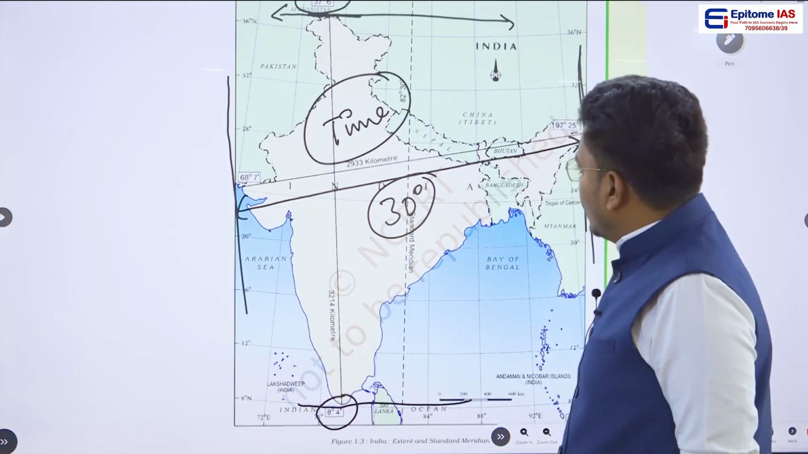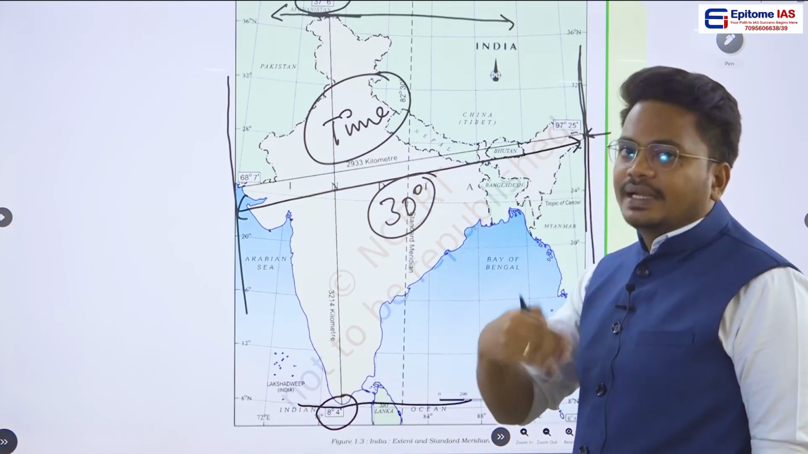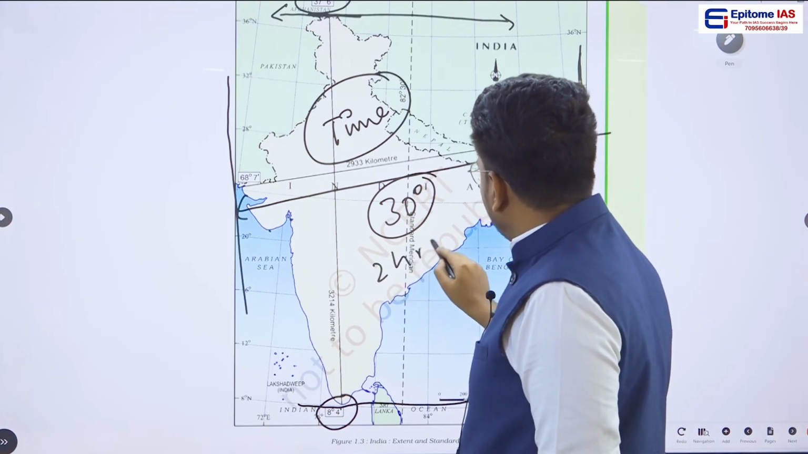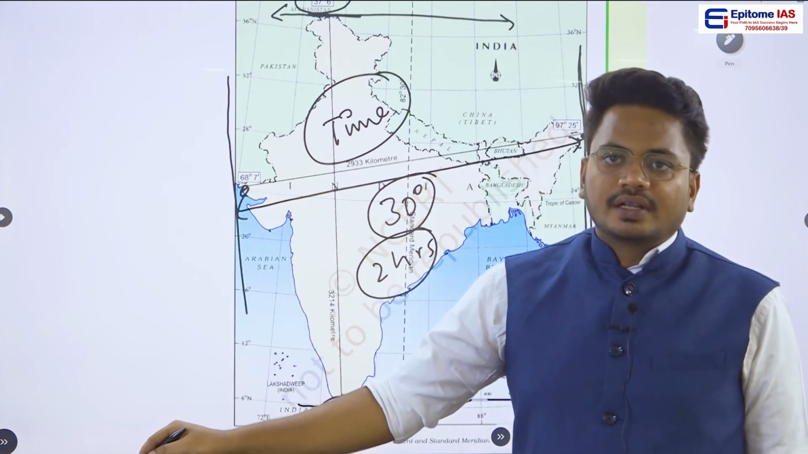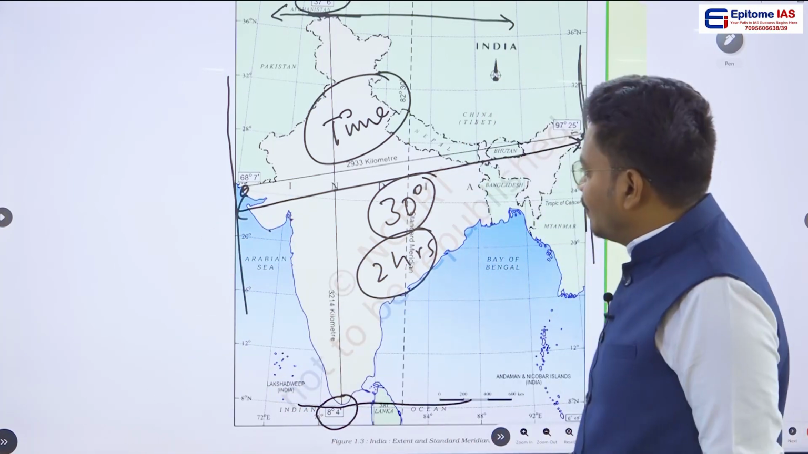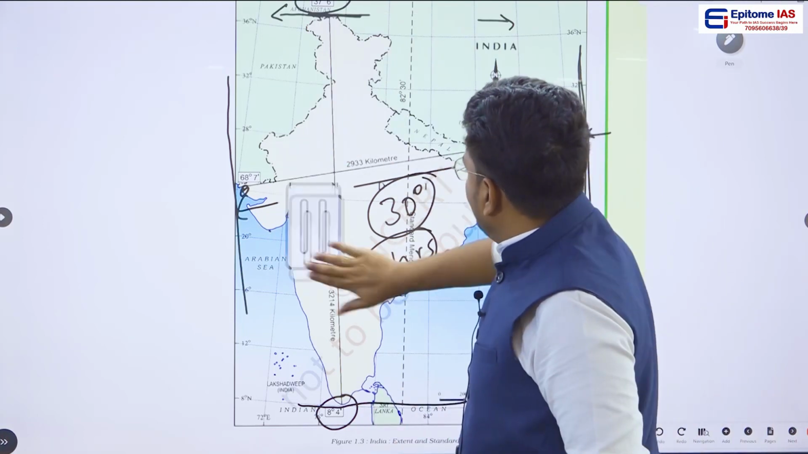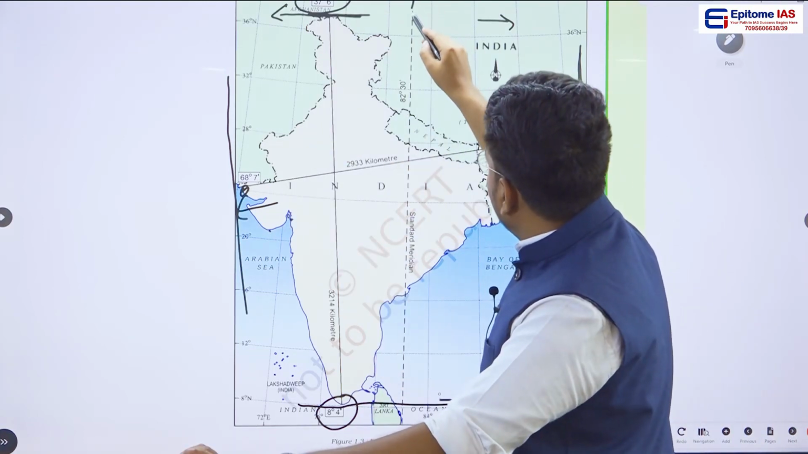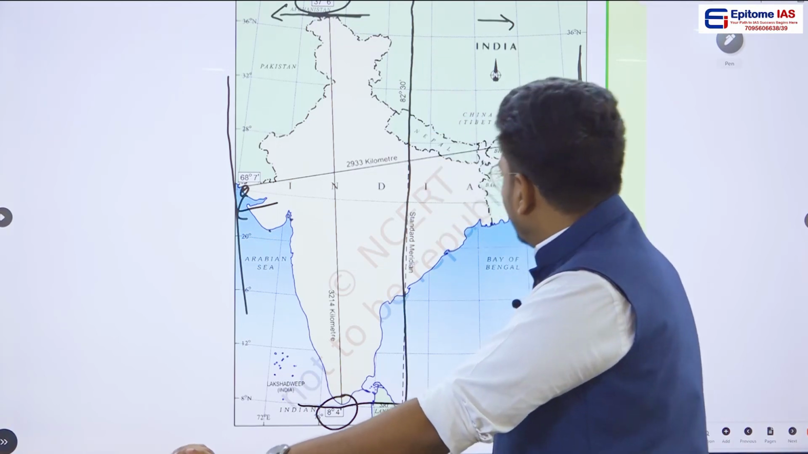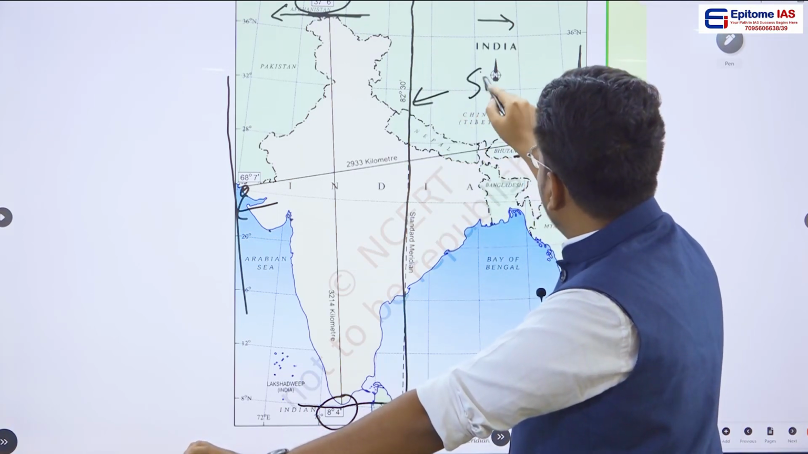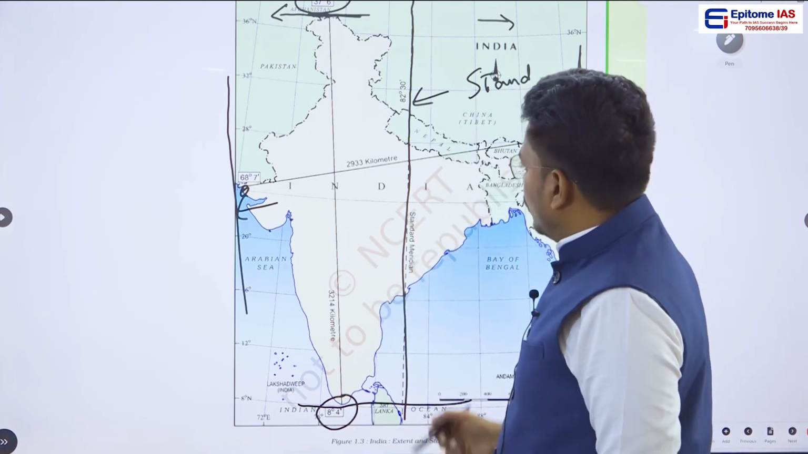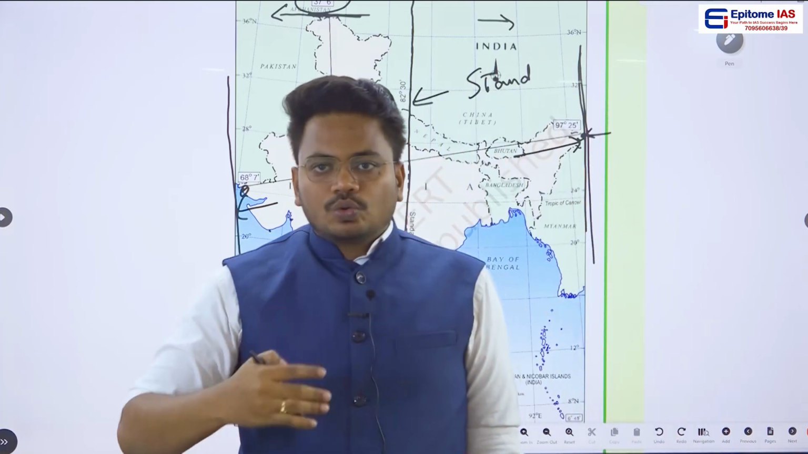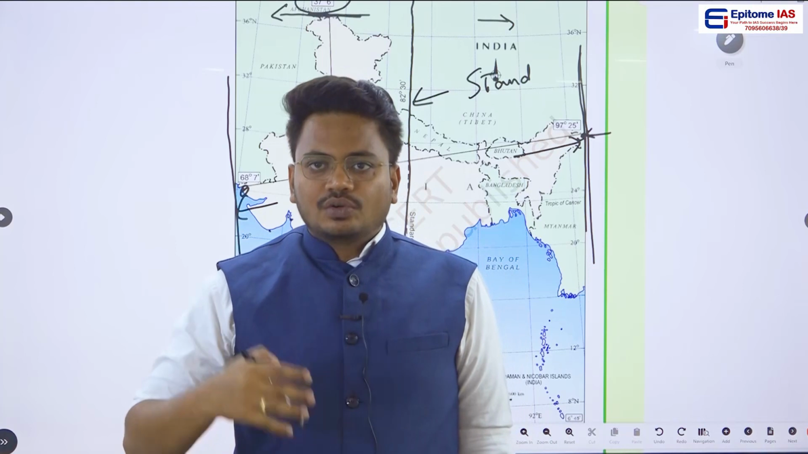So if you go by longitudes, obviously there would be a time difference of 2 hours between the easternmost point and the westernmost point. To cater to this time difference, we have chosen 82 degrees 30 minutes east longitude as the standard meridian. We determine the time of entire India based upon this longitude. In previous chapters, we have seen how to calculate the time and why this longitude is suitable for India.